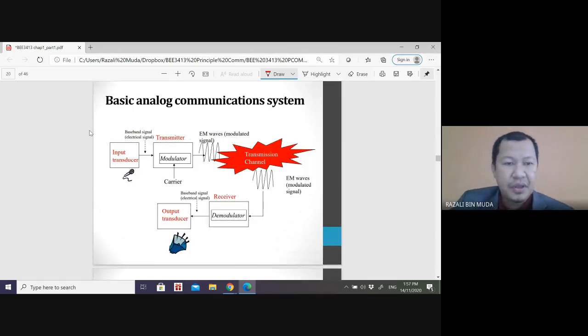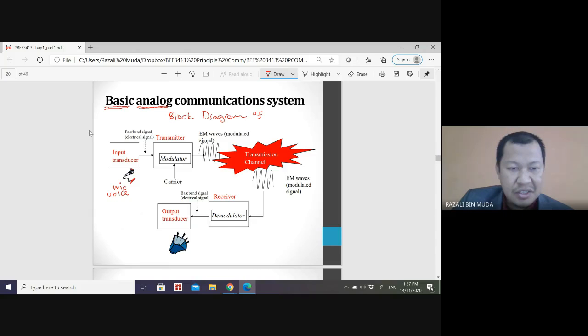Basic analog communication system. So apa ni? Again, this is called a block diagram, a block diagram of a basic analog communication system. You can see here it is analog, not digital. So what is the input for the analog communication system? This is a microphone. What is the information coming from? Our voice, of course. So ada microphone maksudnya the voice.